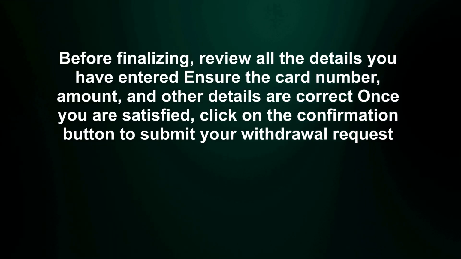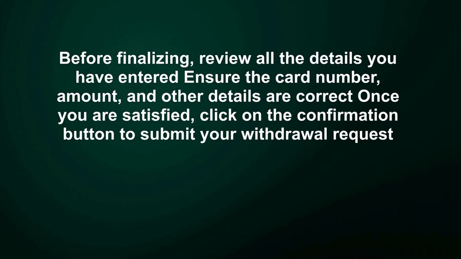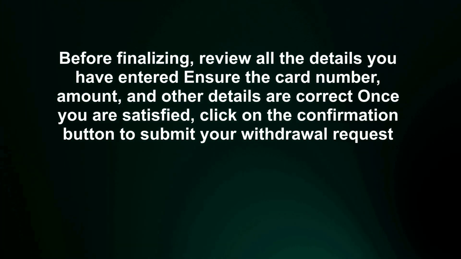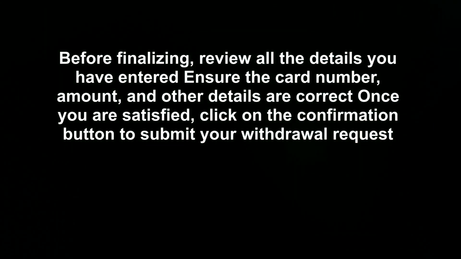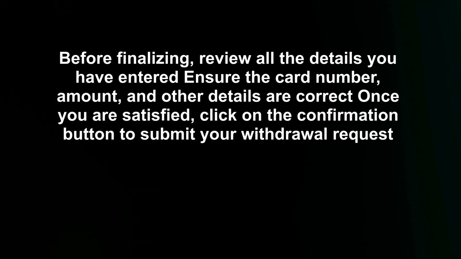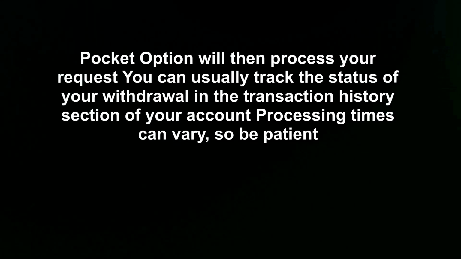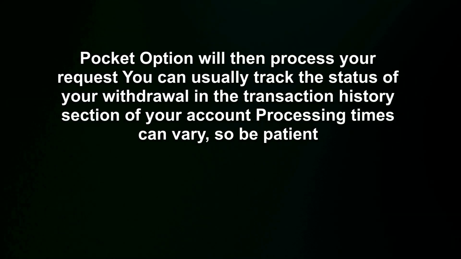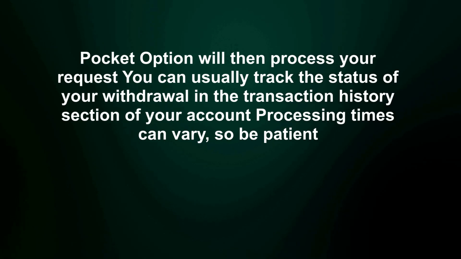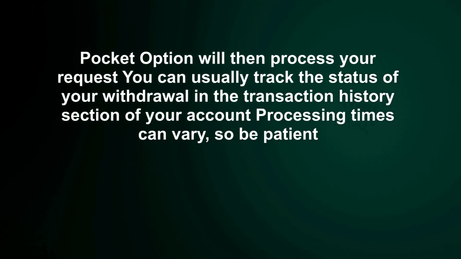Before finalizing, review all the details you have entered. Ensure the card number, amount, and other details are correct. Once you are satisfied, click on the confirmation button to submit your withdrawal request. Pocket Option will then process your request. You can usually track the status of your withdrawal in the transaction history section of your account.